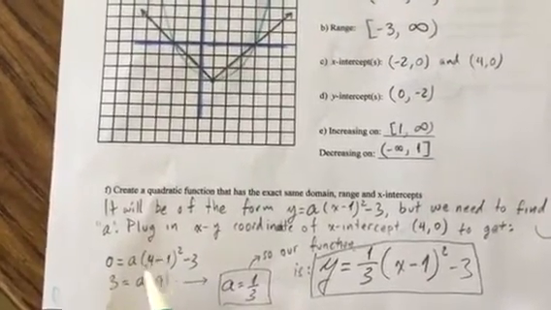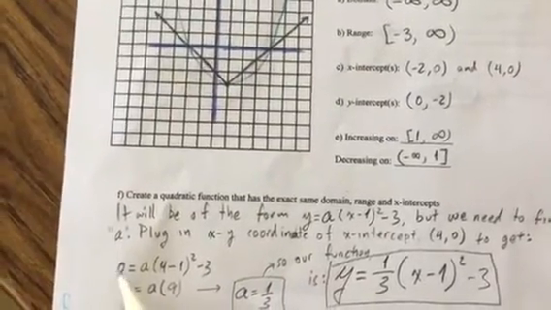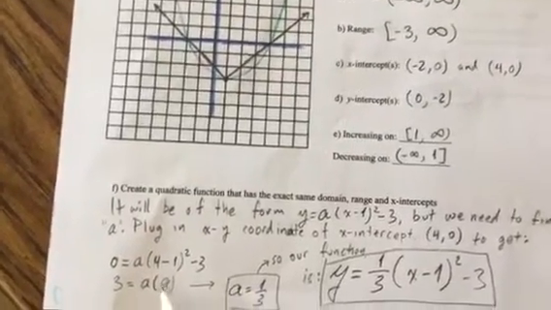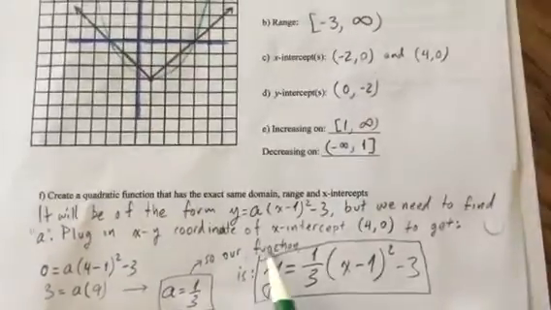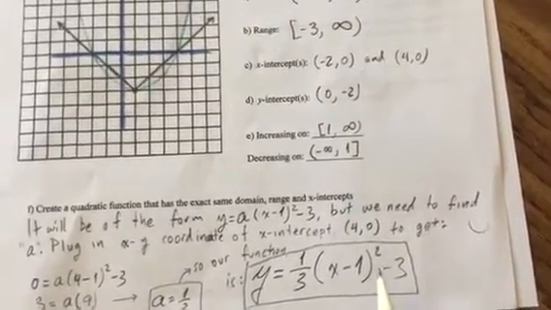This is 3. 3 squared is 9. And so, oh, by the way, I moved this +3 over there. So I got 3 equals a times 9. And dividing by 9 gives me an a value of 1/3. So our function is y equals 1/3 times (x minus 1) squared minus 3.